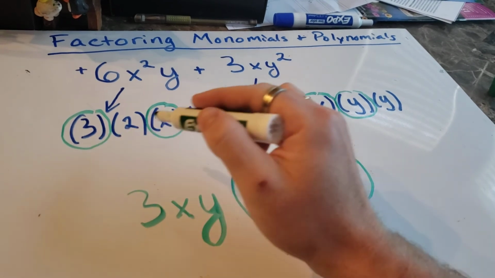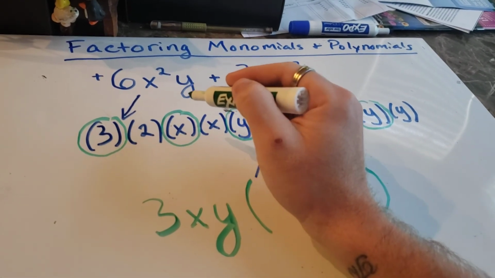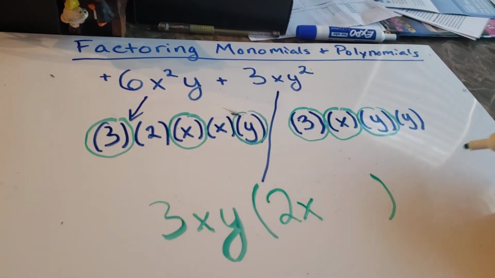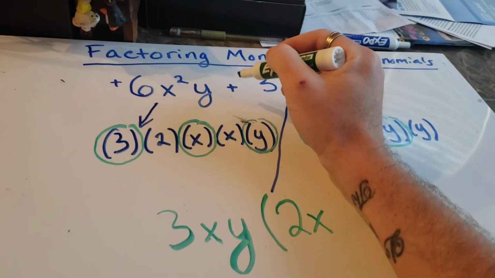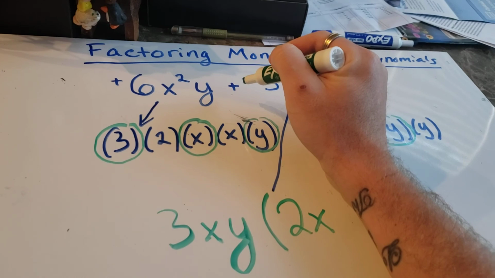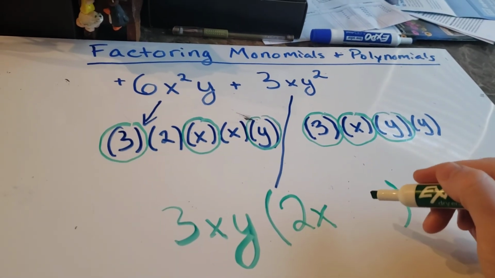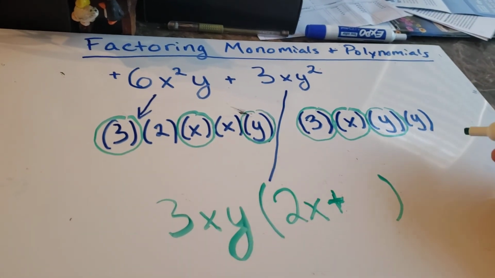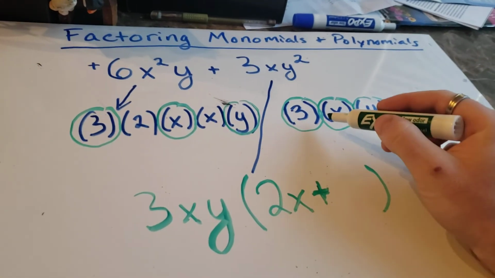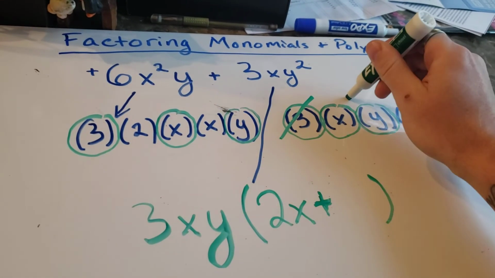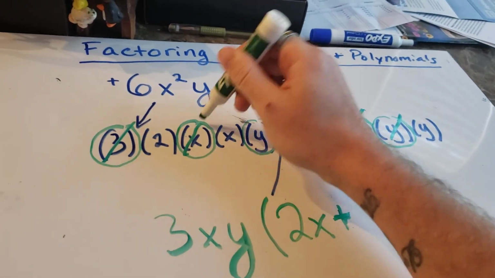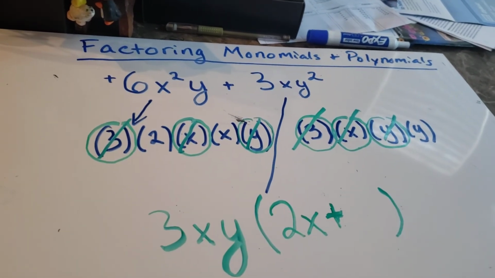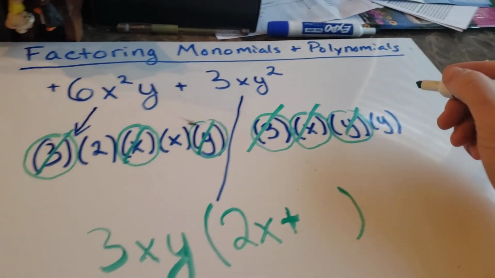So when we pulled 3xy out of 6x squared y, we were left with 2x. So we leave that 2x inside. And then this is really important, right? Whatever the addition or subtraction sign that combined them originally needs to come back into your parentheses. So it was a plus up here, so it needs to be a plus up here. And then what was left in our second term? Well, when we pulled out 3xy, you can cross these out if that helps to see what's left over. What was left in our second term is just y.